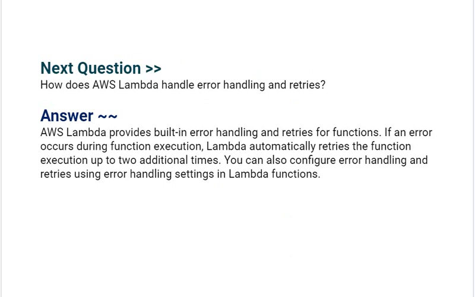Our interview question based on Certified Developer Associate is: how does AWS Lambda handle error handling and retries? Your answer should be AWS Lambda provides built-in error handling and retries for functions. If an error occurs during function execution, Lambda automatically retries the function execution up to 2 additional times. You can also configure error handling and retries using error handling settings in Lambda functions.